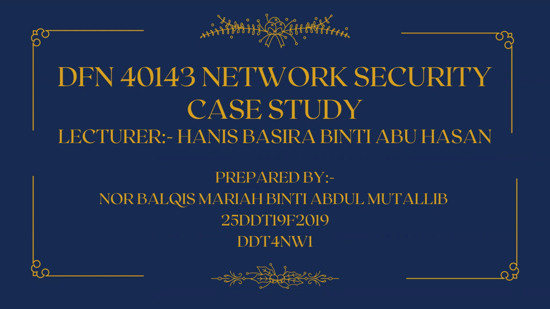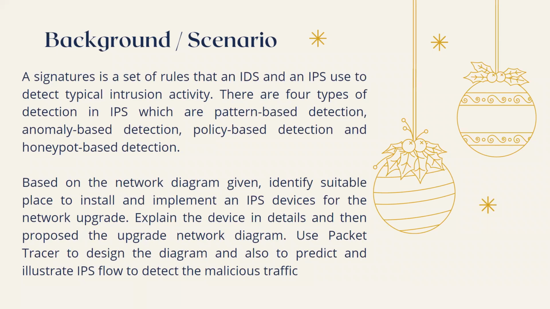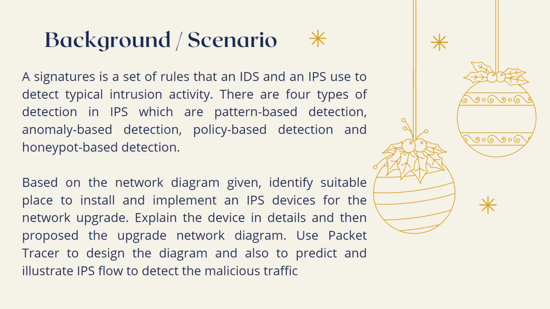And today I want to present the case study for the subject Network Security, DFN 40143. First, for the background or scenario, a signature is a set of rules that an IDS and IPS use to detect typical intrusion activity. There are 4 types of detection in IPS, which are pattern-based detection, anomaly-based detection, policy-based detection, and honeypot-based detection.